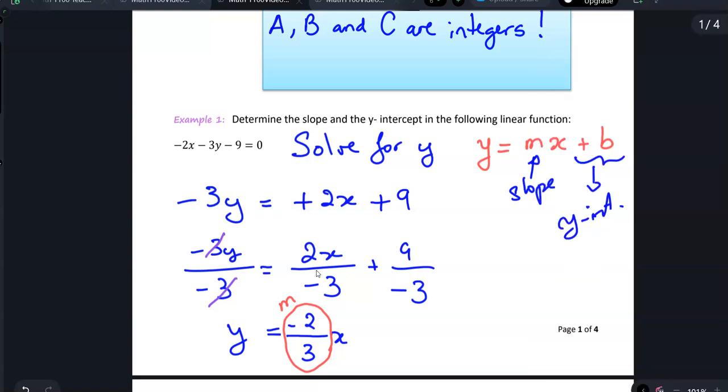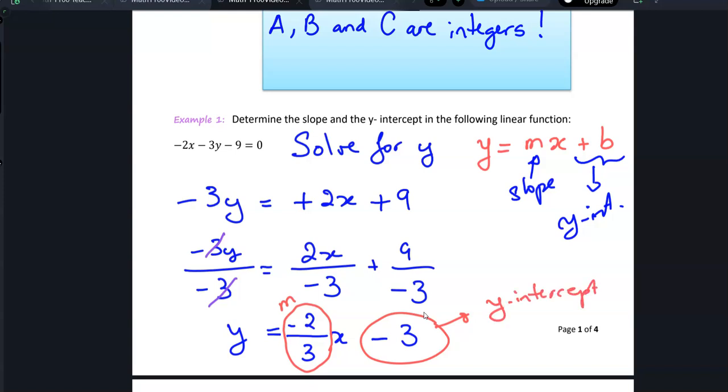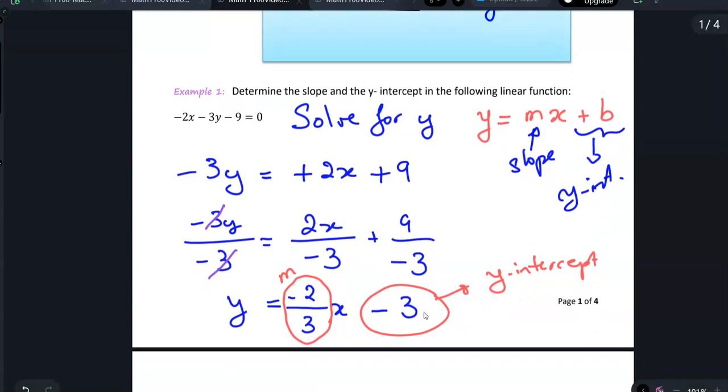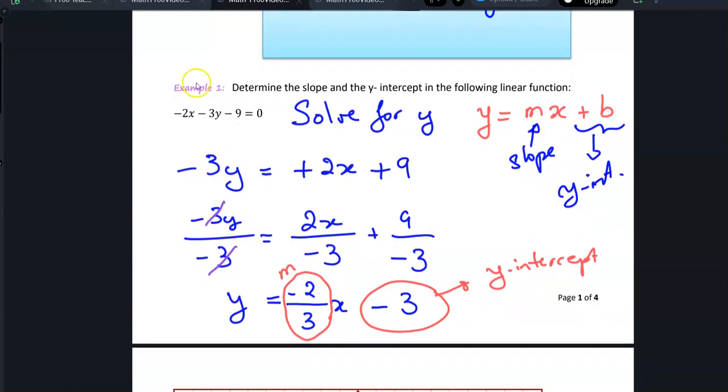So what you do is you have 9 divided by negative 3, so it will be equal to negative 3. So this value is your y-intercept. Therefore, from this equation in general form, I have to manipulate the equation, solve for y, bring it into this form, and from this form I can read the slope and I can read the y-intercept from it. So let's see what this graph looks like.